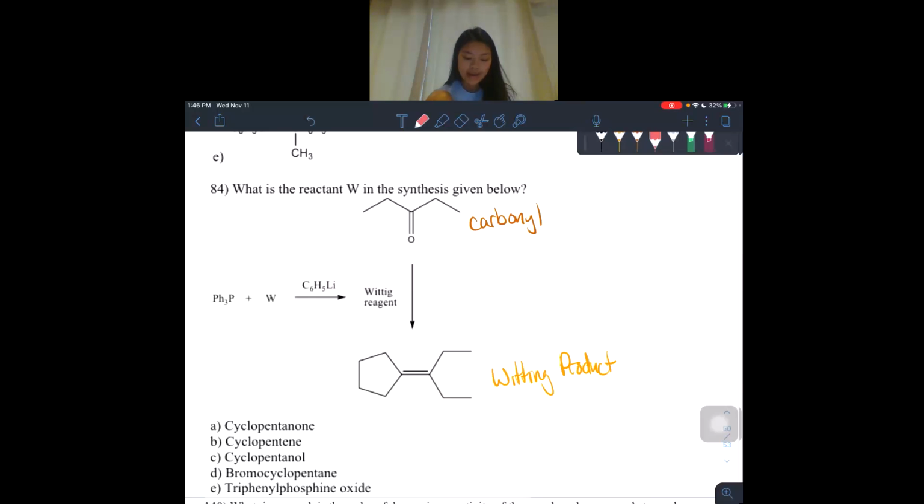So, go ahead and split this guy in half. Notice how this guy on the right is literally our carbonyl. It's just drawn a little bit differently. So we have an ethyl here, ethyl here, ethyl here, ethyl here, double bond, double bond. So there's our carbonyl.